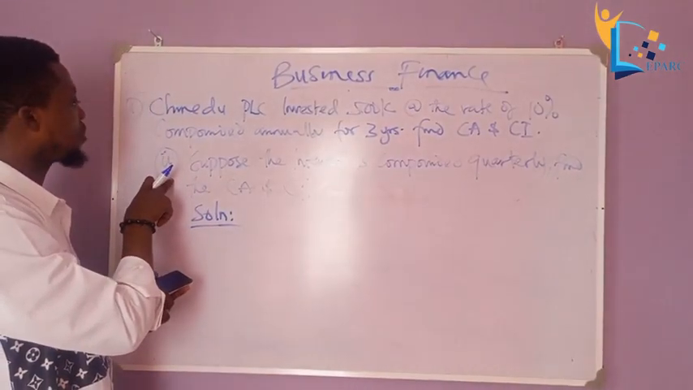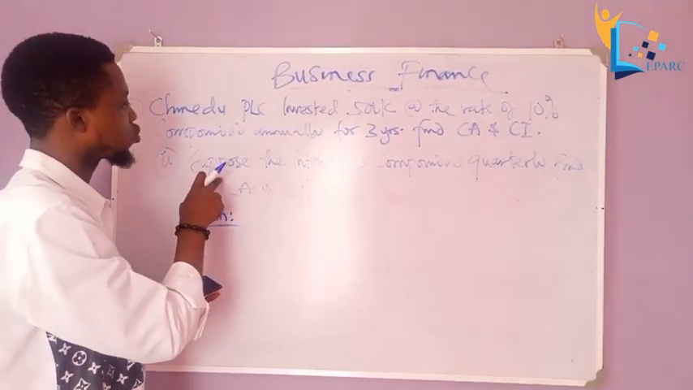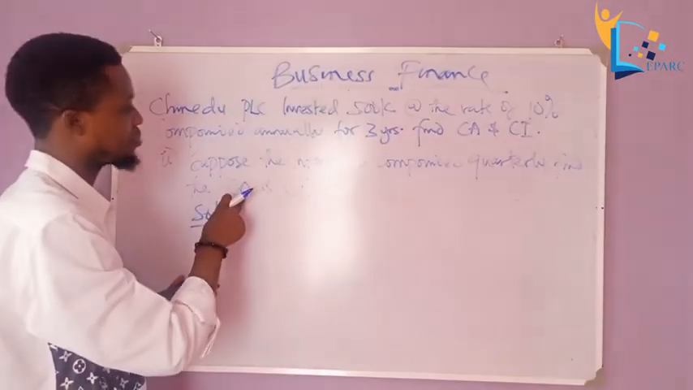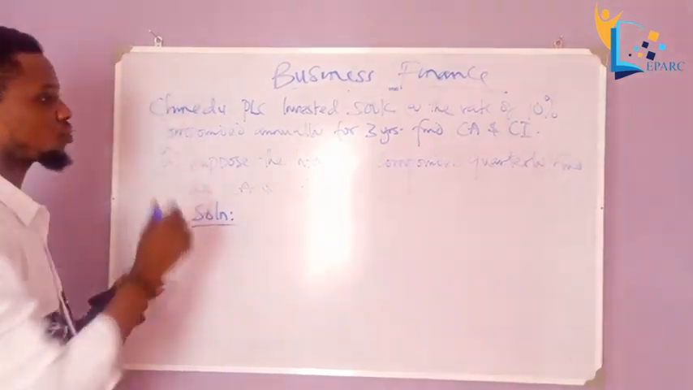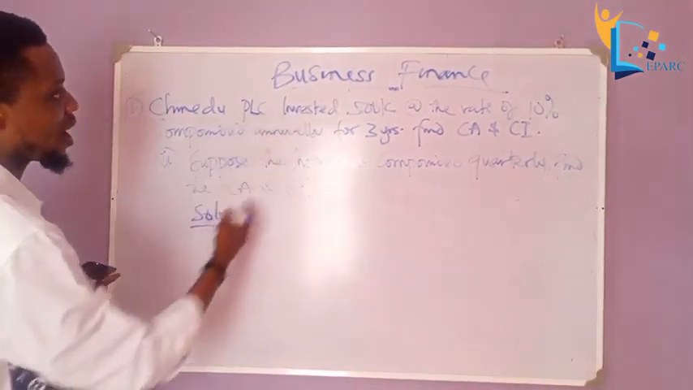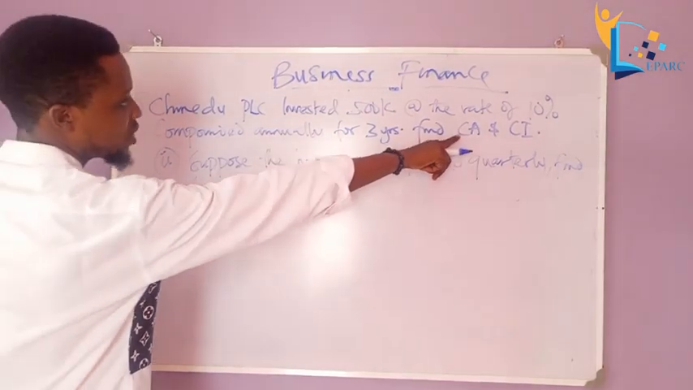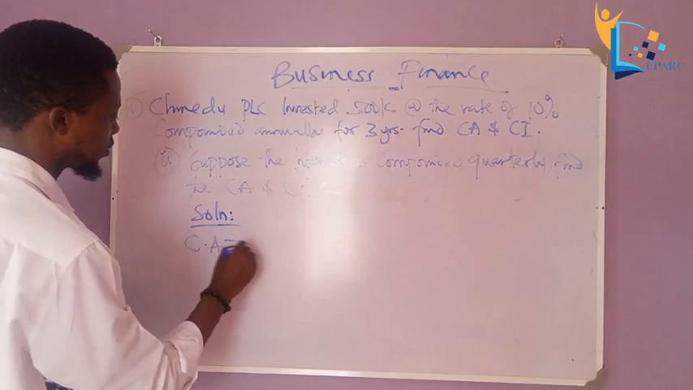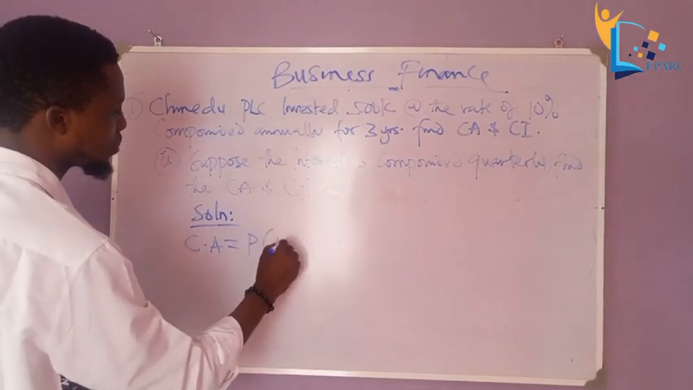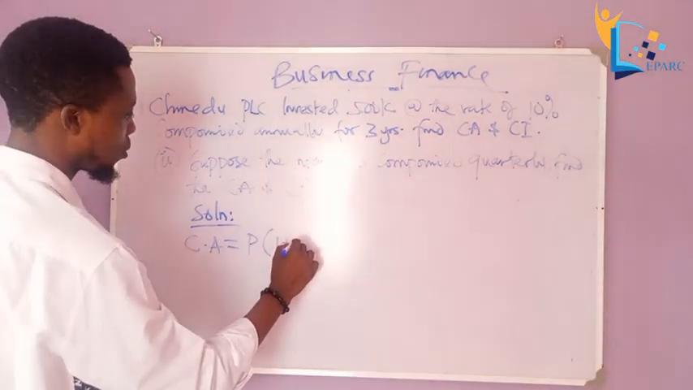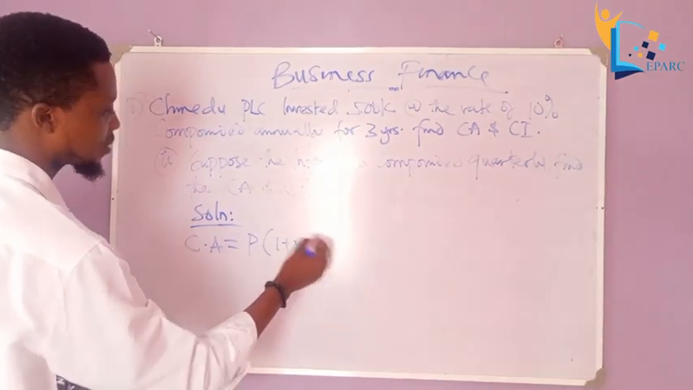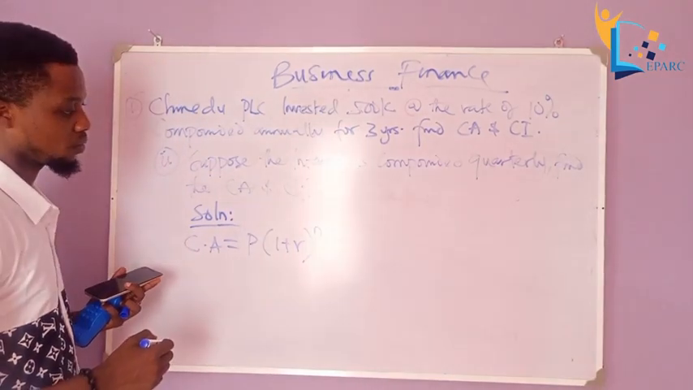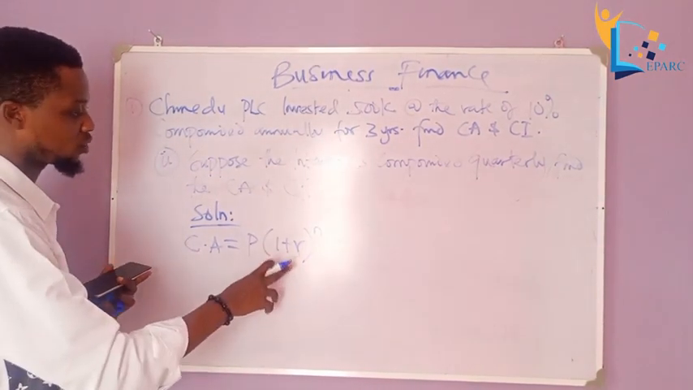Then the sub question here is, suppose the interest is compounded quarterly. Find the compound amount and the compound interest. So let's solve for number 1 now. Number 1, we are asked to find the compound amount. Remember our formula. Compound amount is equal to P bracket 1 plus R raised to power N.